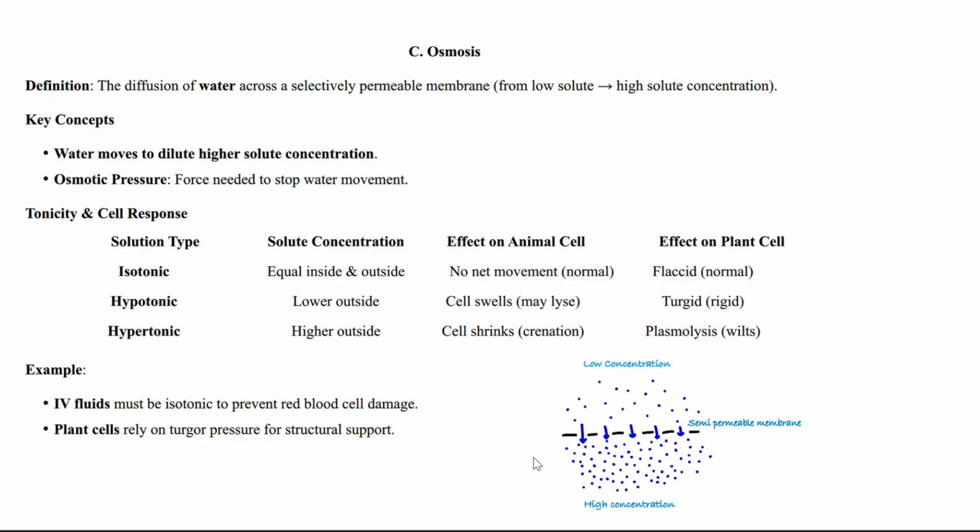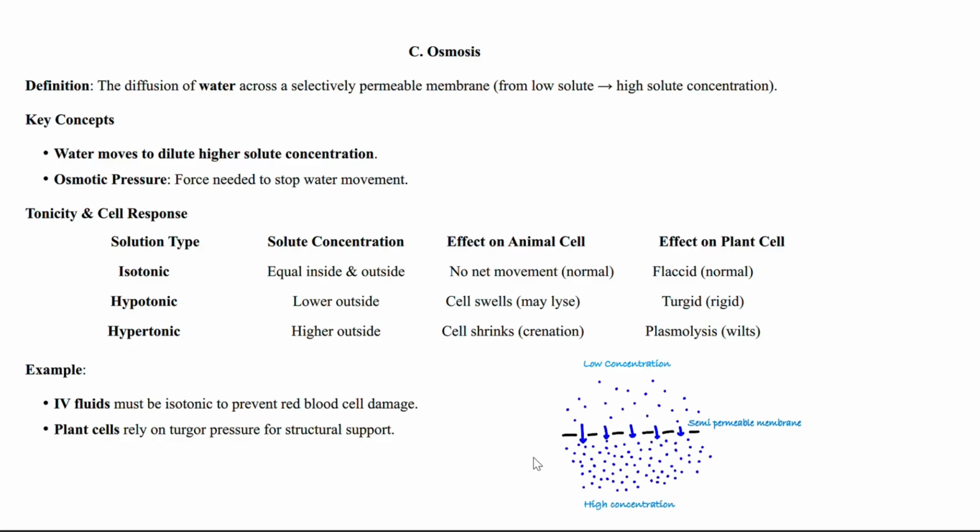In contrast, a hypertonic solution has a higher solute concentration outside the cell. Water moves out, causing the animal cell to shrink, or crenate. In plant cells, the membrane pulls away from the cell wall, a process called plasmolysis, which leads to wilting.